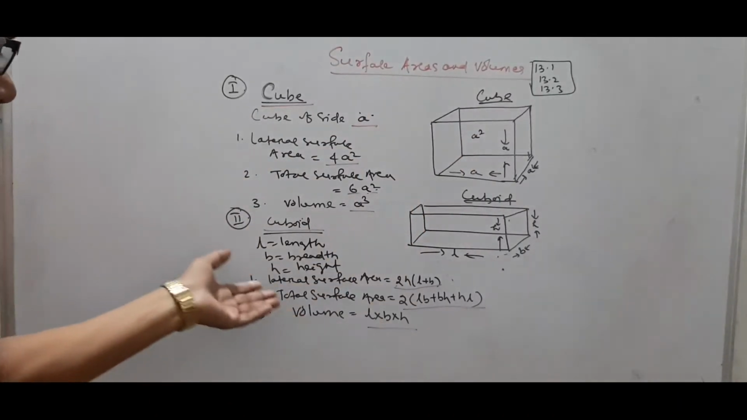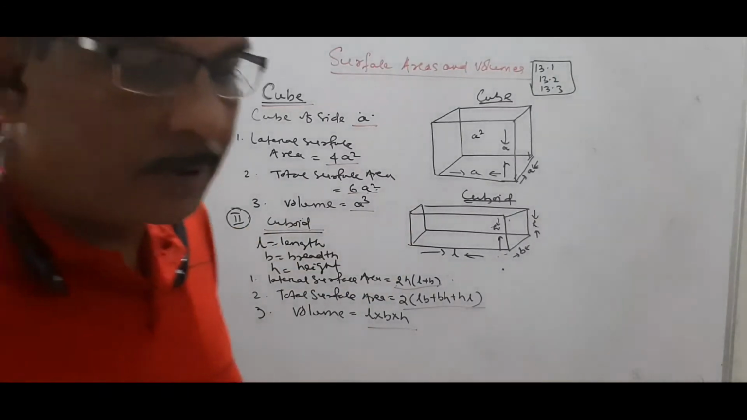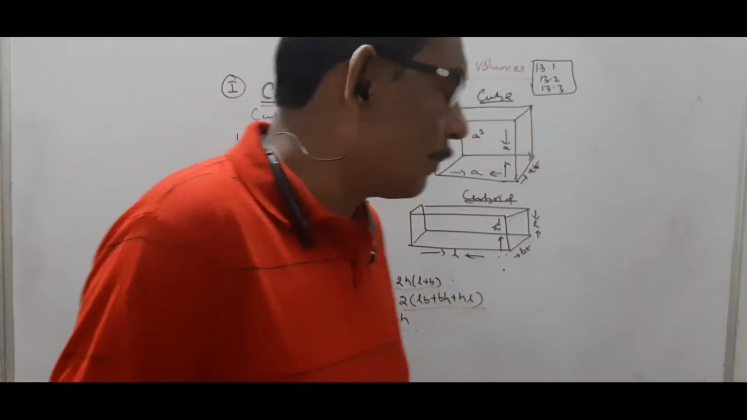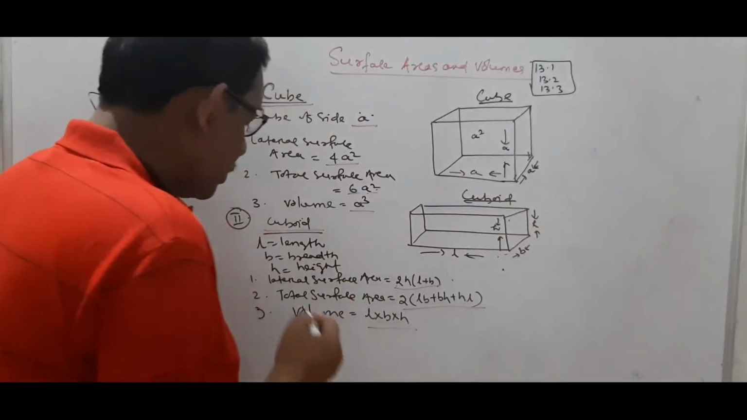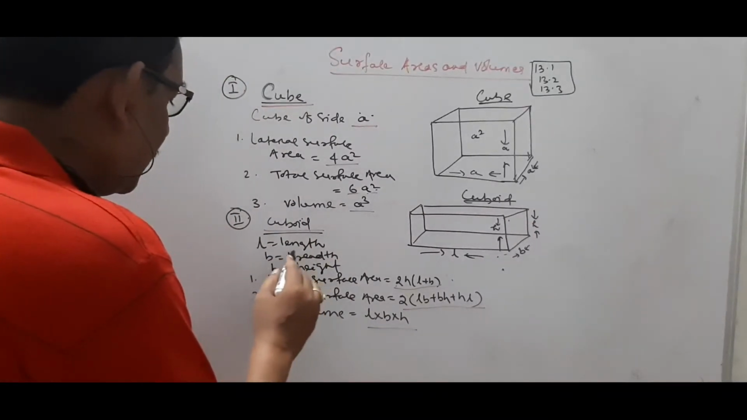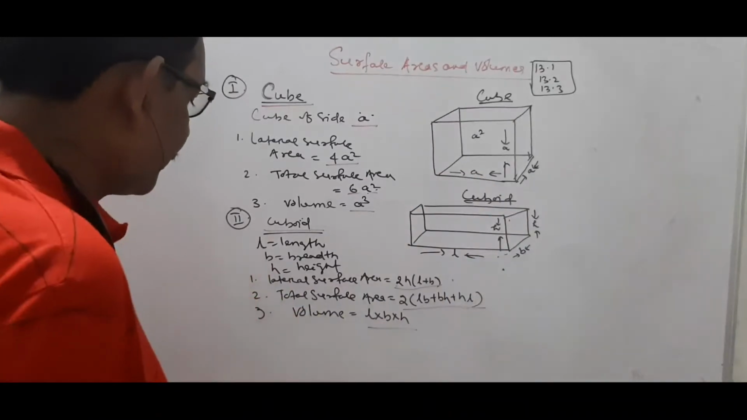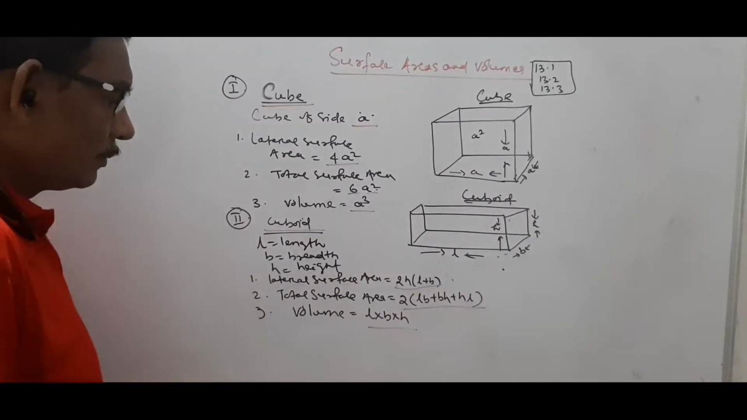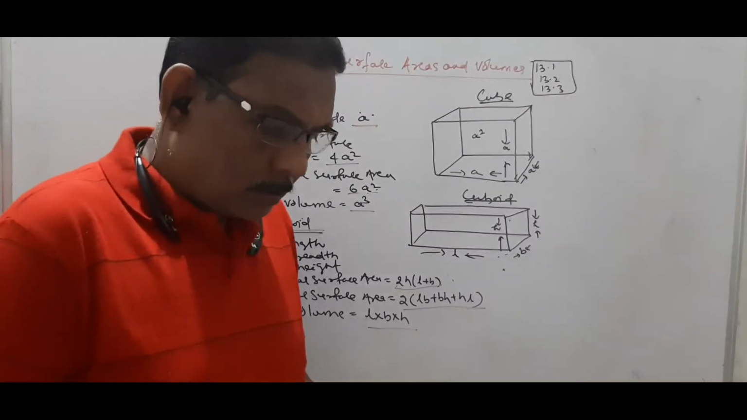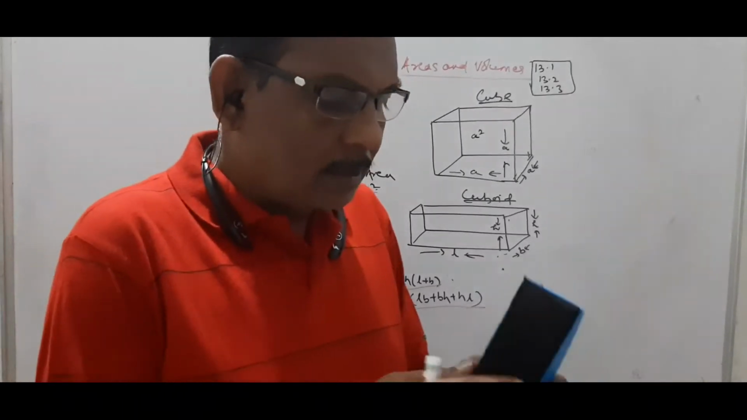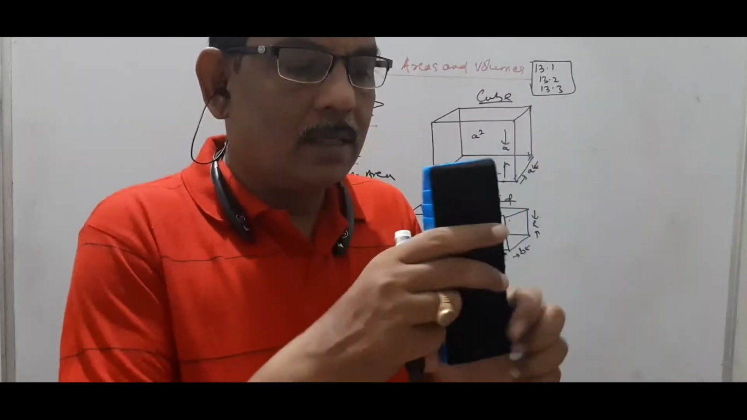Similarly, the second one here, cuboid. The most common example is your bricks. Here is the length, here is your breadth, and here is your height. So l is your length, b is your breadth, and h is your height. Lateral surface area: again, you take the 4 faces. That is this one, this one, this one, and this one. Clear?